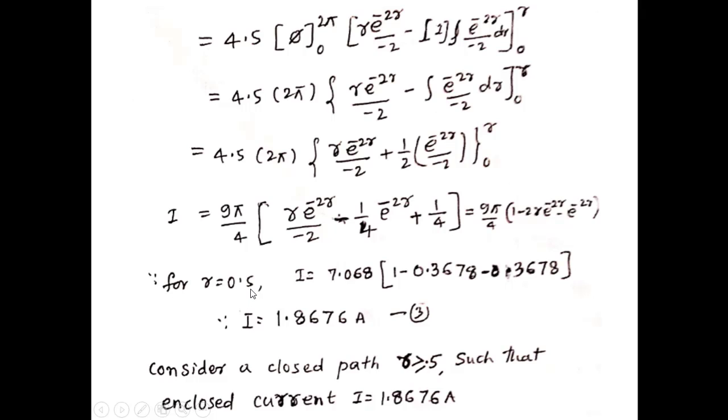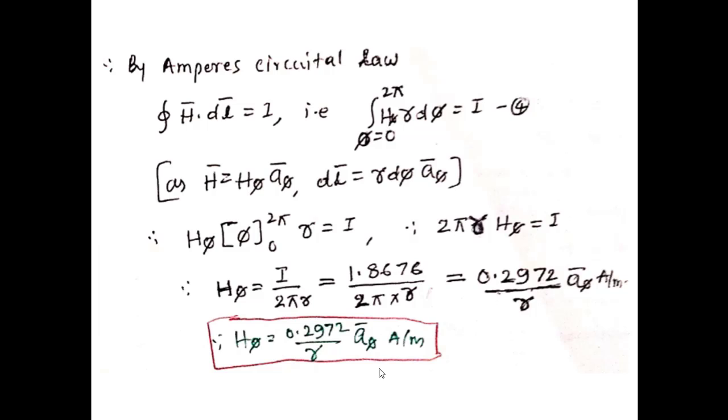Therefore, for r equal to 0.5, I is given by 7.068 [1 minus 0.3678 minus 0.3678]. Therefore, the total current I is given by 1.8676 ampere. Consider a closed path R greater than or equal to 0.5, such that the enclosed current I is equal to 1.8676 ampere.